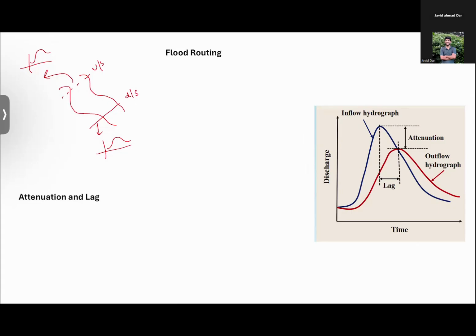Now, if you route this flood hydrograph from upstream to the downstream section, two things happen. One is the peak discharge. So let's say you have this inflow hydrograph, and this is your outflow hydrograph. The inflow hydrograph has some peak, and the outflow hydrograph will also get some peak. The difference in this peak is called attenuation.